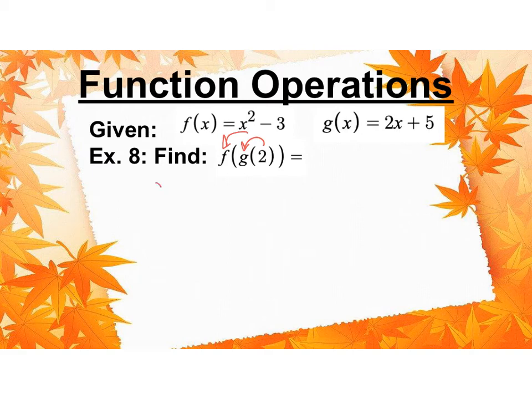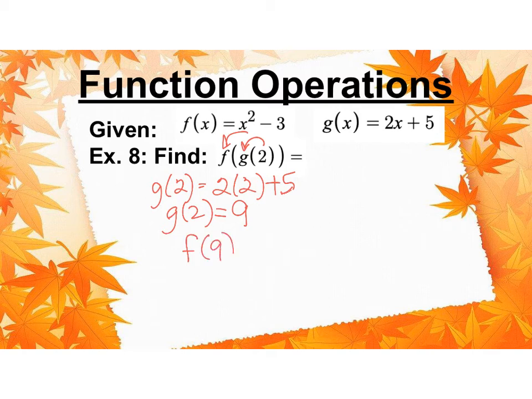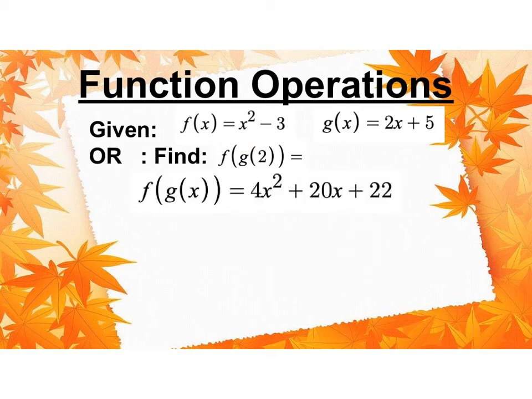So I'm going to start with g of 2. That means I'm plugging 2 in for my x, and g of 2 equals 9. So now I'm going to do f of 9. I'm going to plug that in, and I get 9 squared minus 3. So f of 9 is 78. So let's remember that, 78.